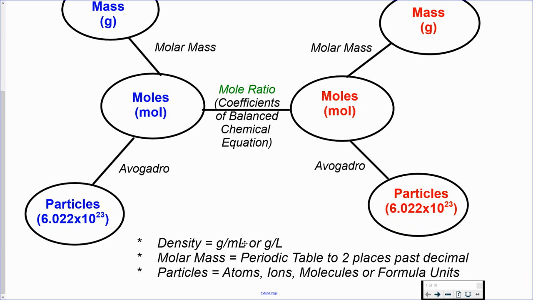So just take a look. Density, you can be either given it to you in grams per milliliter or grams per liter. Molar mass is on the periodic table. It is only 2 places past the decimal is what we'll keep it at. And then anytime you see particles, that could mean atoms, ions, molecules, or formula units.